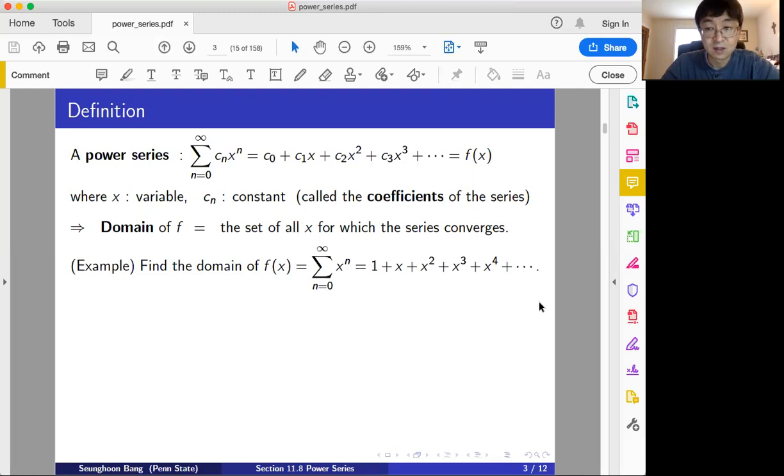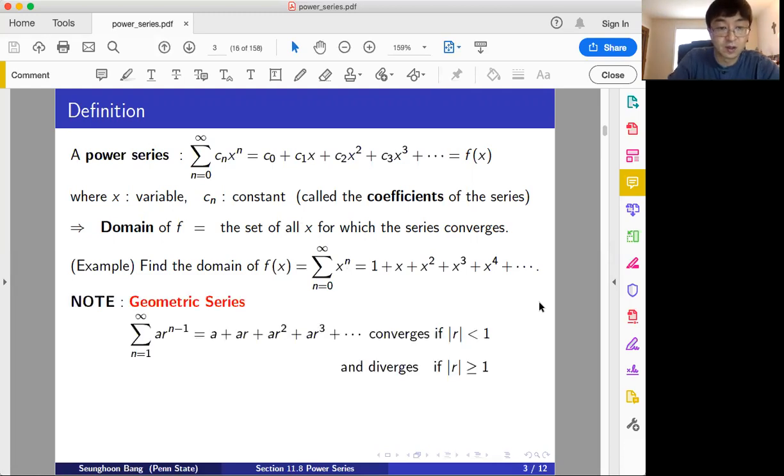This one is a power series. Can I show you the next one? The power series in this case is a geometric series, the summation from n equal to 1 to infinity of a times r to the n minus 1. We have a convergent result if the absolute value of the common ratio is less than 1. The series is divergent if the absolute value of the common ratio is greater than or equal to 1. So we have these two kinds of results.